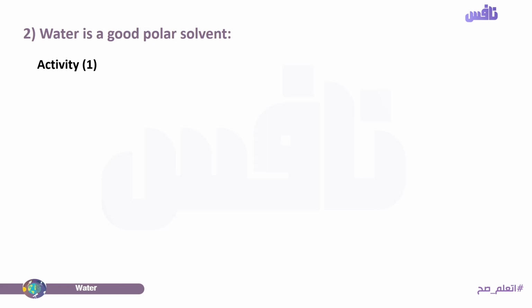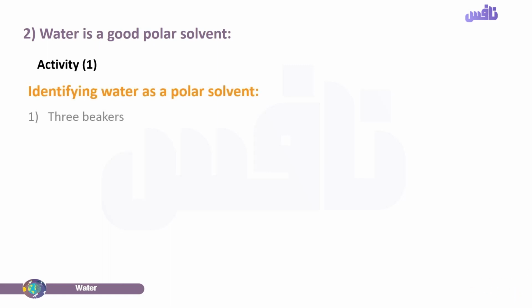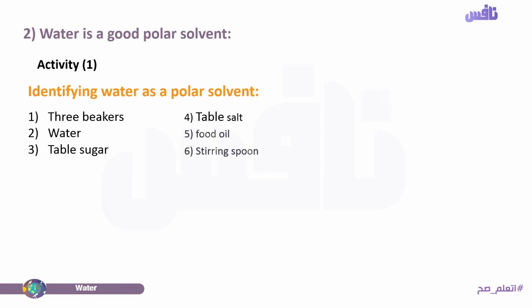Let's do the following activity. Identify the water as the polar solvent. If you bring 3 beakers and the water, number 3, the table sugar, number 4, the table salt, number 5, the food oil, number 6, stirring spoon.